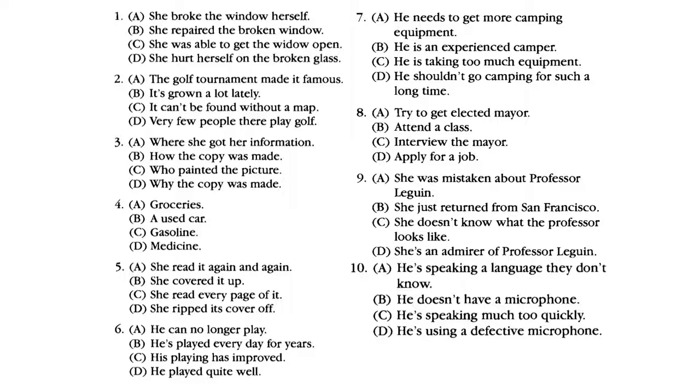Number 1. "Did Joan get someone to fix the broken window?" "No, she did it herself." What does the woman say about Joan?